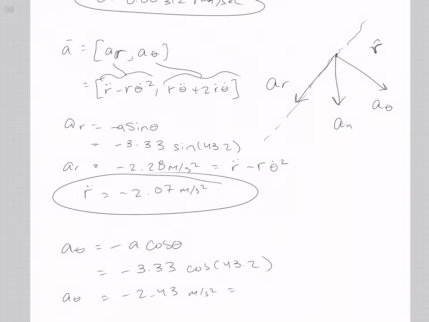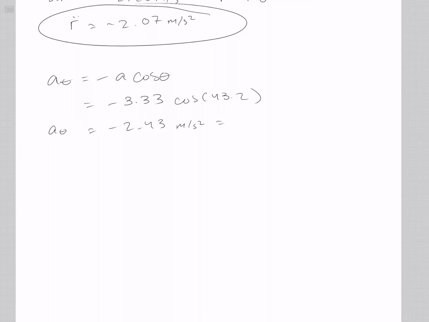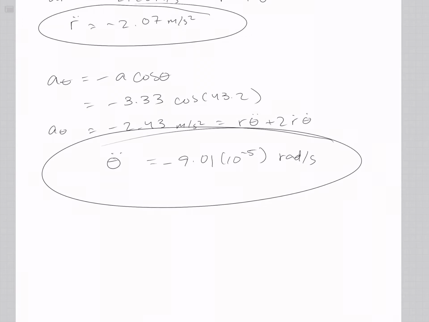We still need to convert that to theta double dot. So on that right side of the component here, you get that a theta equals r theta double dot plus 2r dot theta dot. And we will solve for theta double dot, and you get that it equals negative 9.0110 to the negative 5 radians per second. And once again, it is okay that the value is so small there.